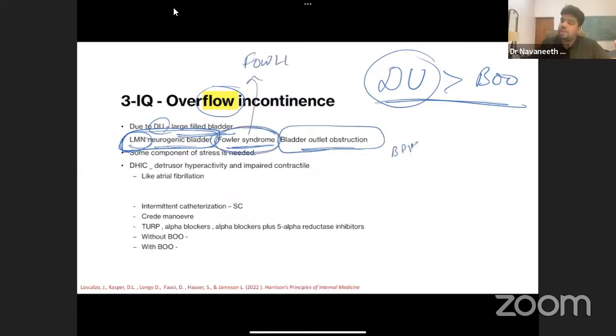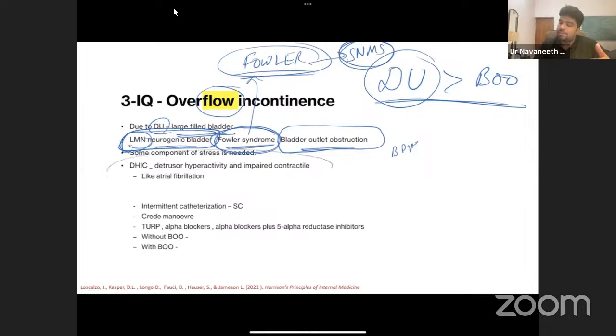Fowler syndrome is when the bladder sphincter becomes completely constricted. It won't relax. Because the internal sphincter doesn't relax, the bladder becomes completely big and swollen up. That leads to overflow incontinence. This happens in young females. The only important treatment for Fowler is sacral neuromodulation. Sacral neuromodulation is the most preferred method of treatment in Fowler syndrome.